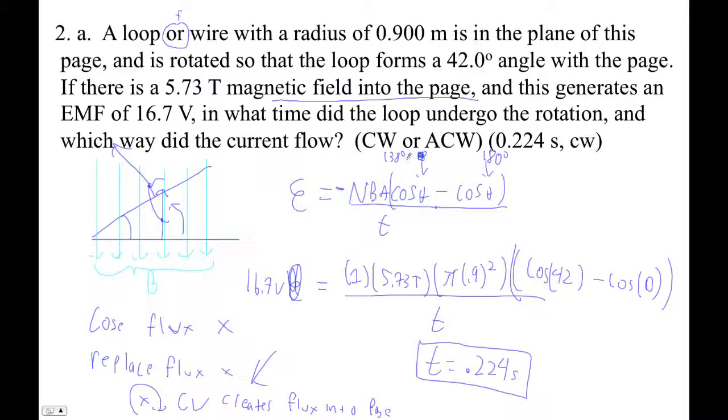Okay, and this also works. If I go cos 138 minus cos 180, I get that, and if I go cos 42 minus cos 0, I get exactly the same thing. So one's positive, one's negative, but again, we ignore the minus sign. So, all right.